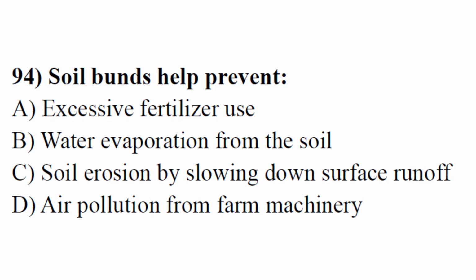94. Soil bunds help prevent A. Excessive fertilizer use. B. Water evaporation from the soil. C. Soil erosion by slowing down surface runoff. D. Air pollution from farm machinery. Answer: C. Soil erosion by slowing down surface runoff.